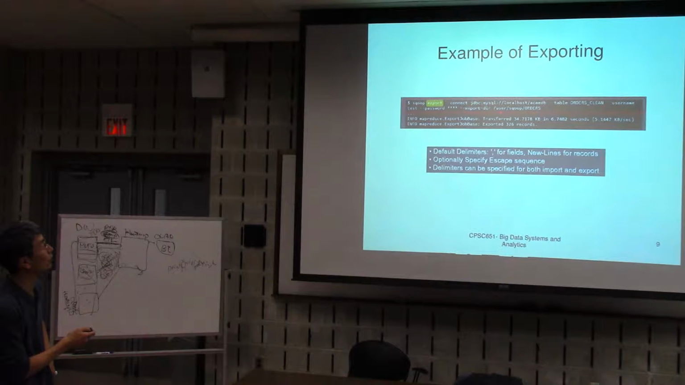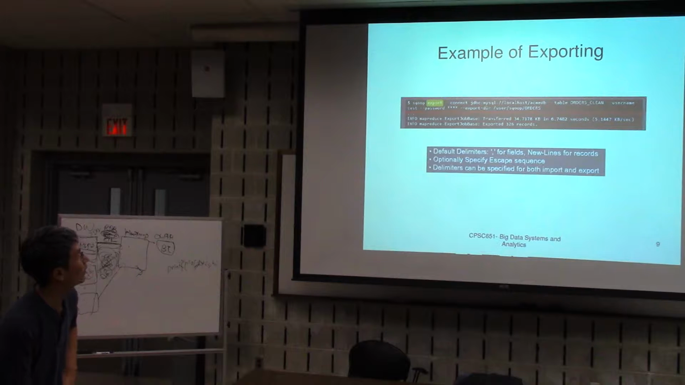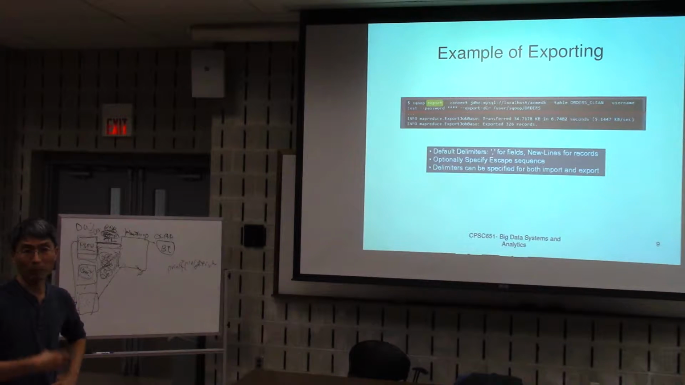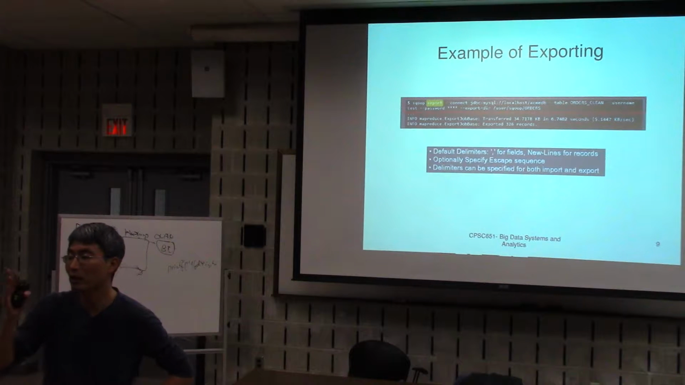And export the directory. So from the orders file, this is the HDFS file. From the HDFS file, it will be created as the orders table. There are a variety of options, like can I use a different delimiter instead of comma?